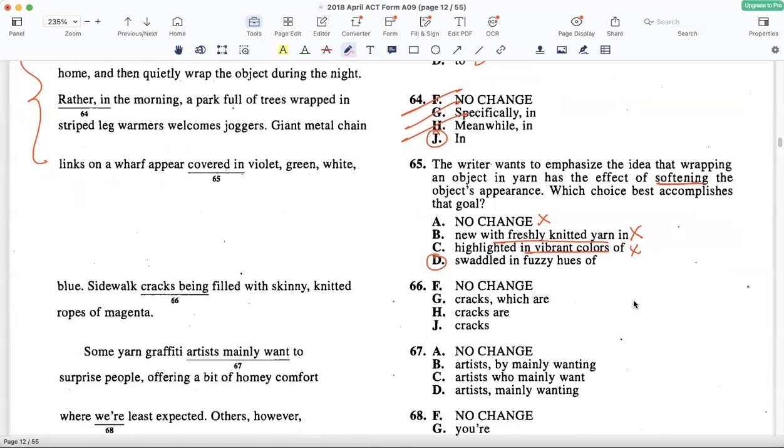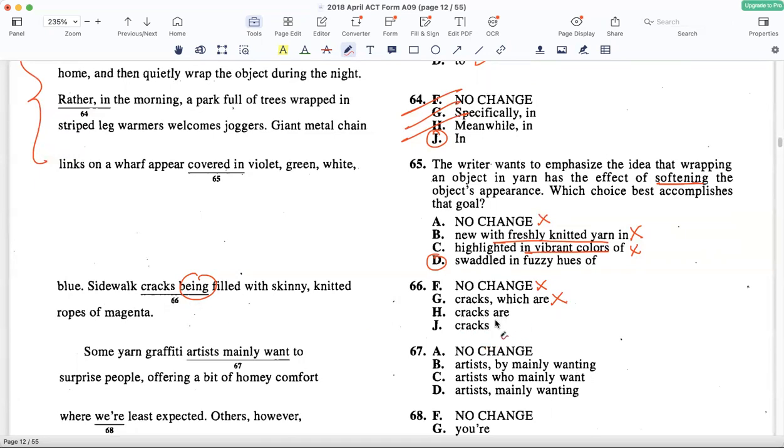Sidewalk cracks being filled with skinny knitted ropes of magenta. So here, obviously, the way it's written is wrong because this "being" does not complete the sentence. So this is wrong. If I say sidewalks, cracks, which are filled, then it also leaves the sentence incomplete. So this is wrong. Sidewalk cracks are filled with skinny ropes of magenta.